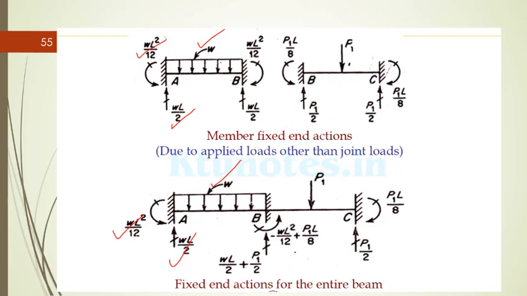This WL square by 12 is in clockwise direction, and PL by 8 is in anti-clockwise direction. So treating anti-clockwise as positive, P1 L by 8 minus WL square by 12, and the reactions will just be added up between these two. For the right support also, PL by 2, and P1 L by 8 will be the moment. So this will be combined and written in the second figure.